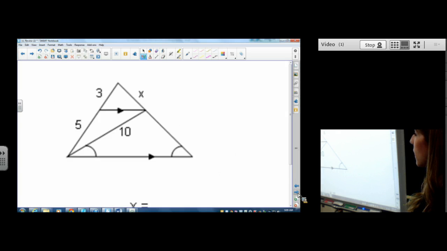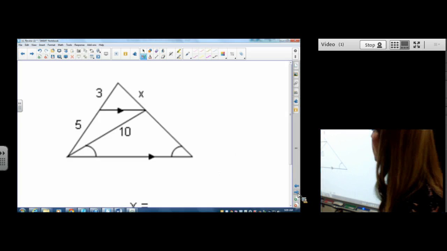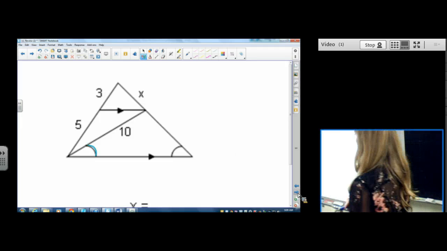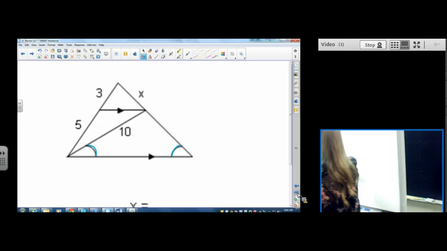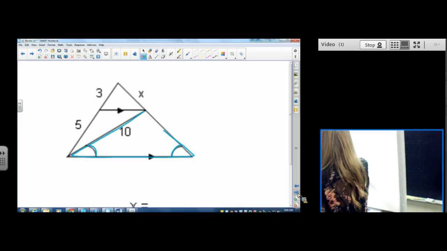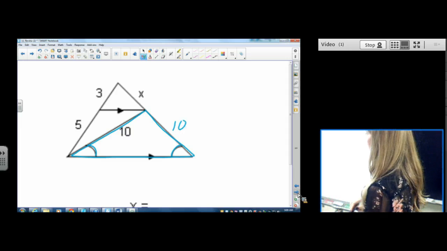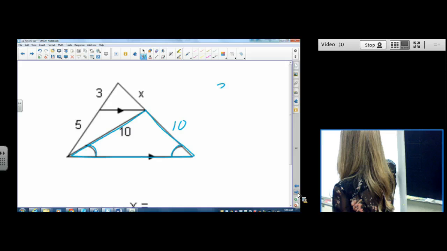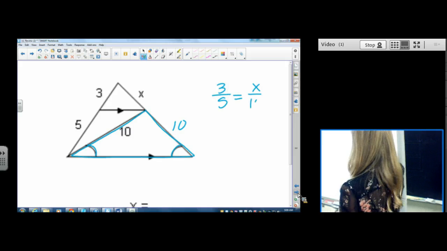Good problem with crazy stuff going on, right? Well, first I would look at this problem and I would see these arcs. That means that this triangle right here is an isosceles triangle. Since it's isosceles, we know that this side is 10. And now I can set up a proportion. 3 is to 5 as x is to 10.